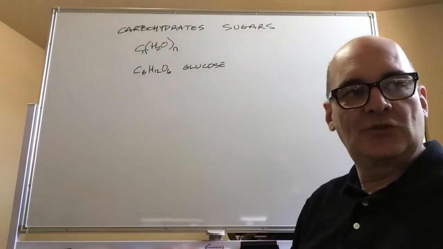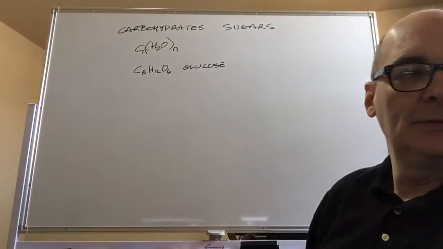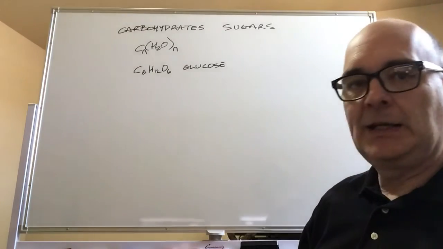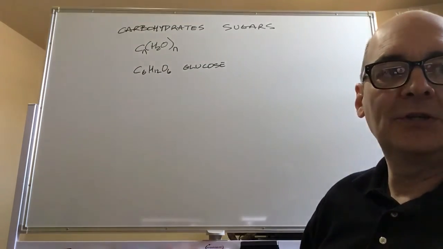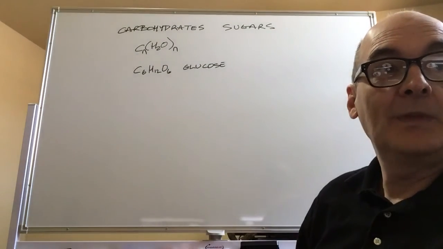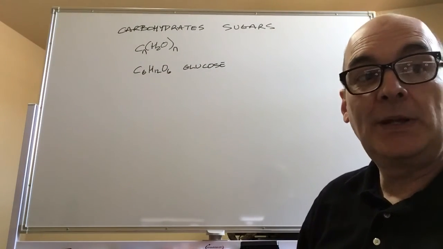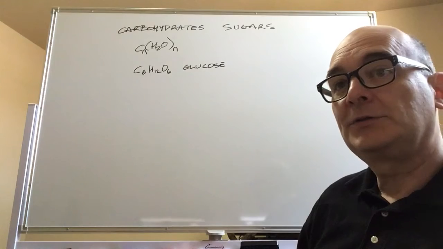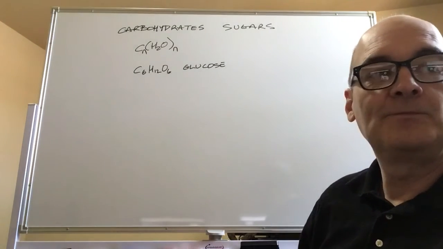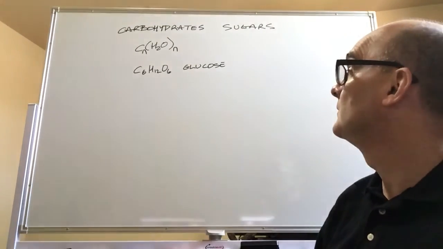is C6H12O6. Glucose is easily the most important sugar. If you knew nothing at all about sugar, but you knew a little bit about glucose, that would be a good place to be. That would be a good place to start.